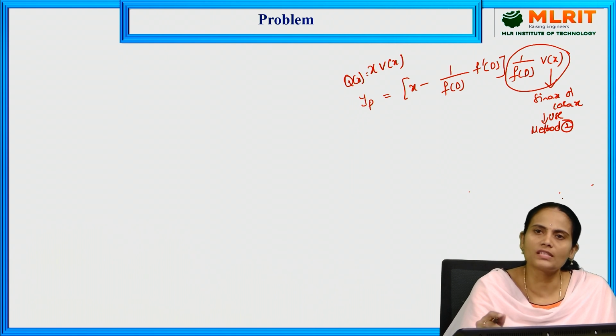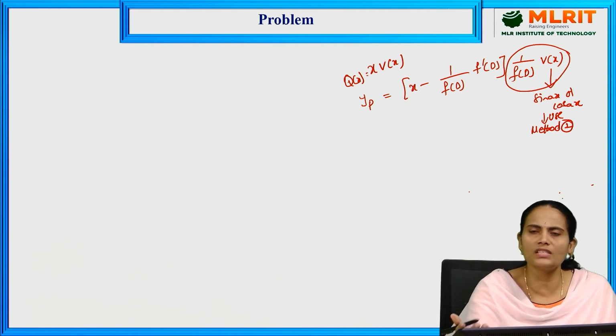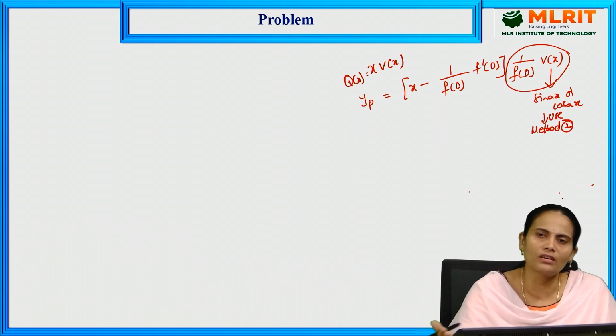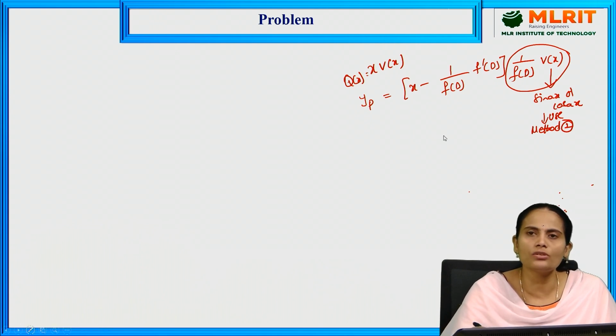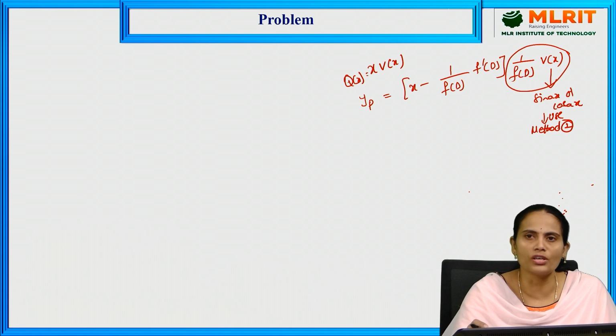Sometimes v of x is e power x also. If it is an e power x, then you can go for directly the method 4 to find the particular integral. So this is all about the method 5 of the particular integral. So now in the next class, we will see the other topic, that is the method of variation of parameters to find a general solution of non-homogeneous linear differential equation with the constant coefficients.